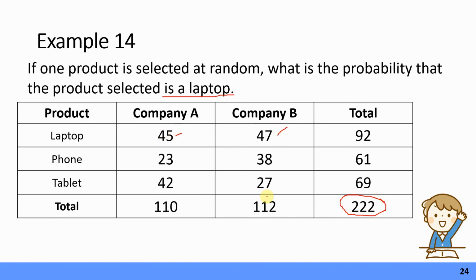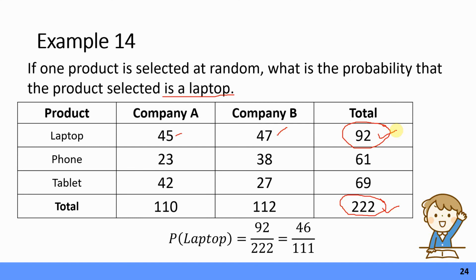So we just add them. Hopefully you don't take out your calculator to add them because I already gave you the total right here. So there's a total of 222 products in total. Out of those, we have a total of 92 laptops. So my answer is simply 92 over 222, and then you simplify.